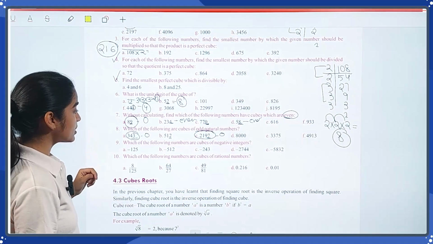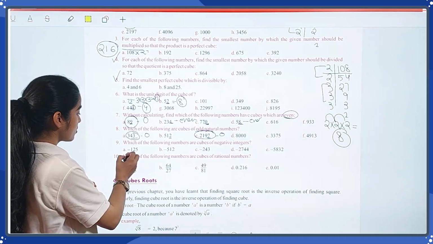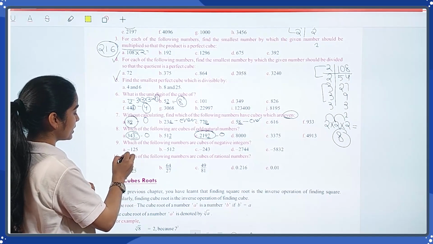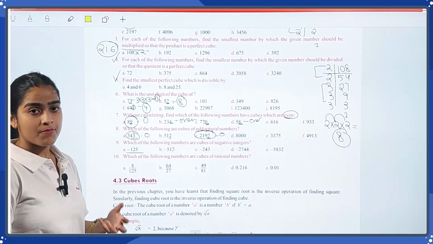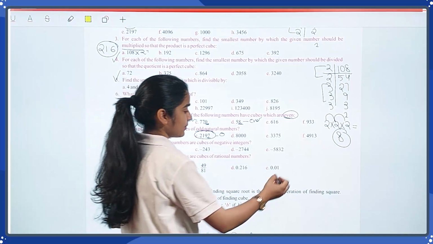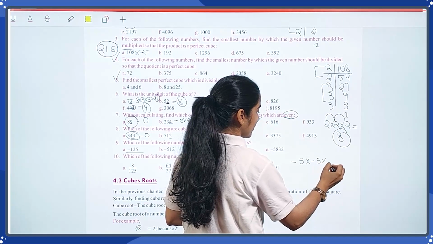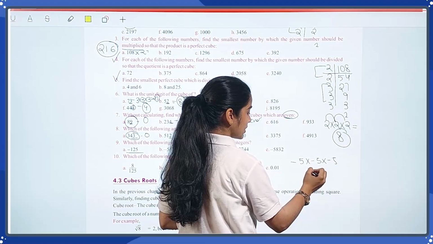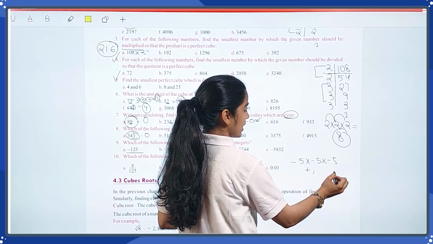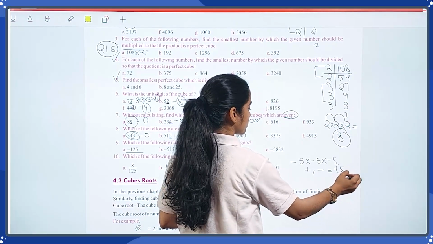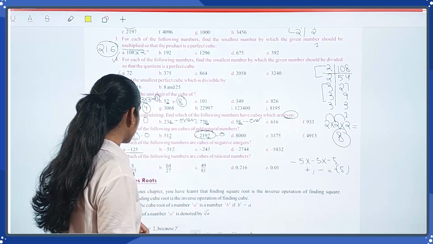Which of the following numbers are cubes of negative integers? So minus 125 is the cube of minus 5, because when we multiply minus 5 and minus 5, minus minus will give plus. Again we have minus, which means the result is minus. So according to that, you can find your answer.